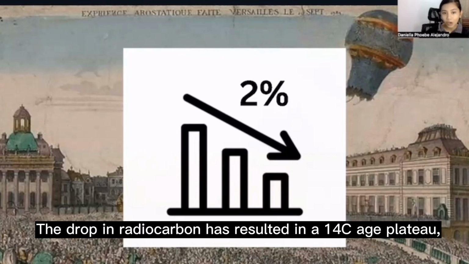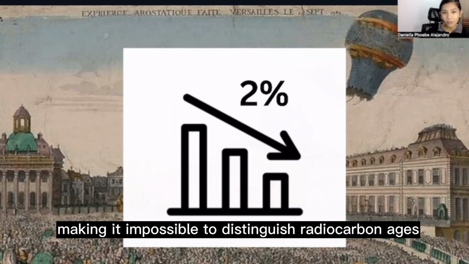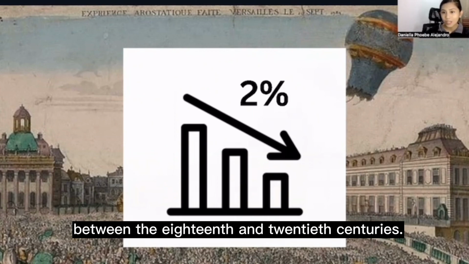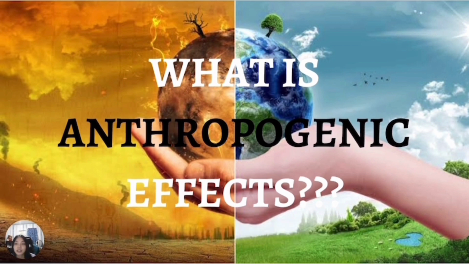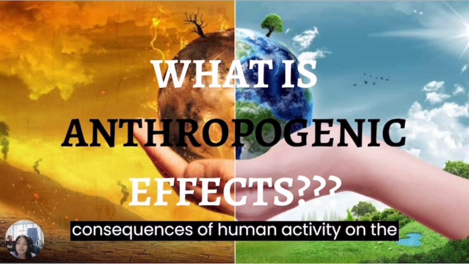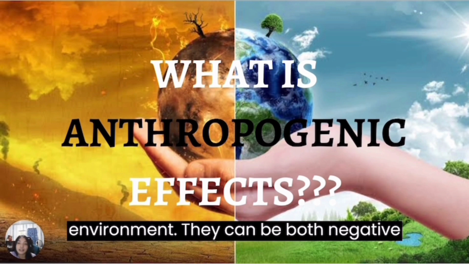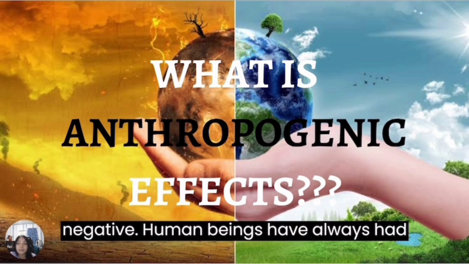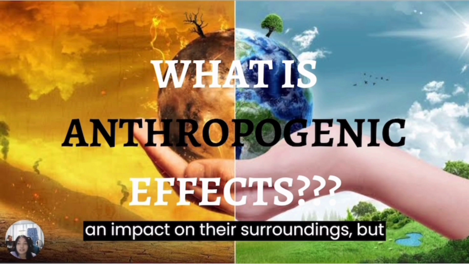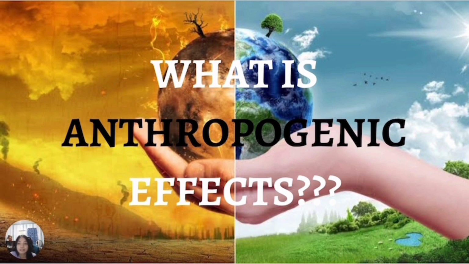The drop in radiocarbon has resulted in a 14C age plateau, making it impossible to distinguish radiocarbon ages between the 18th and 20th century. And now, we will discuss what anthropogenic effects are. The anthropogenic effects are the consequences of human activity on the environment. They can be both negative and positive, but they are most often negative. Human beings have always had an impact on their surroundings, but today, that impact is more significant than ever due to the large population and technological development.